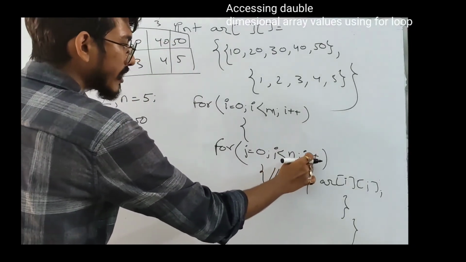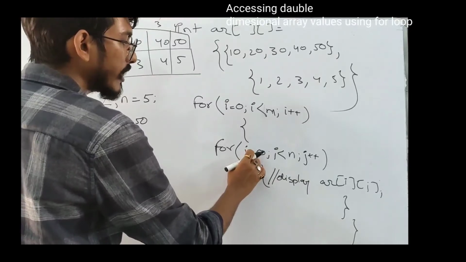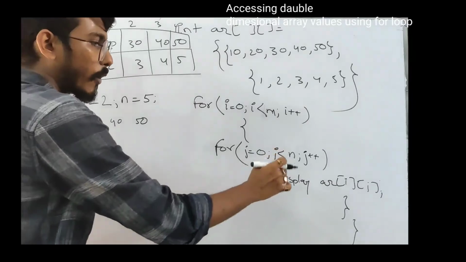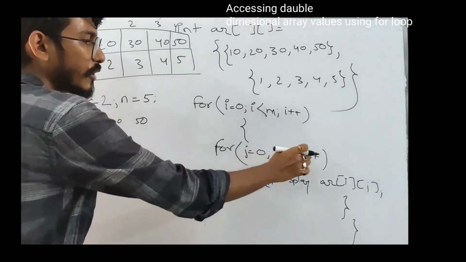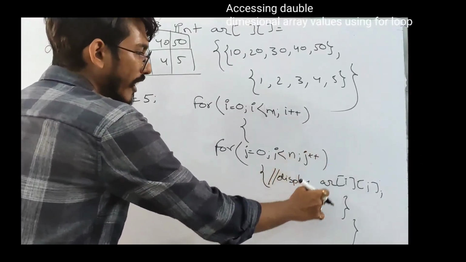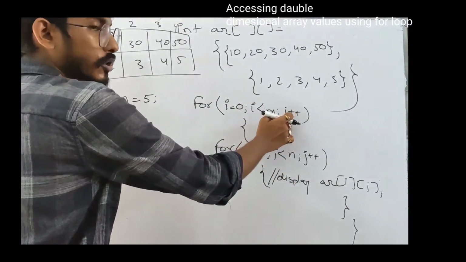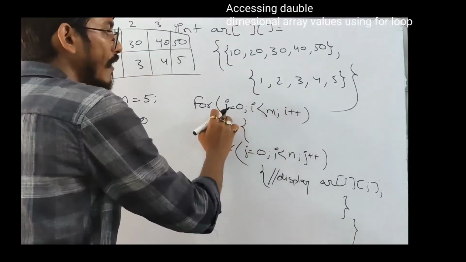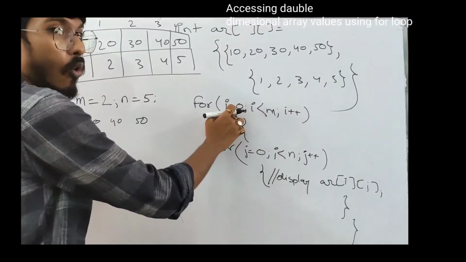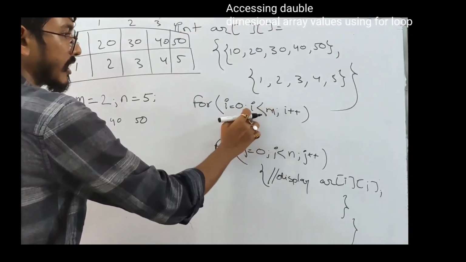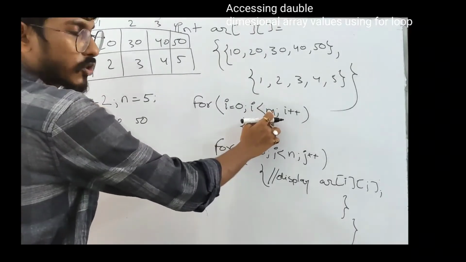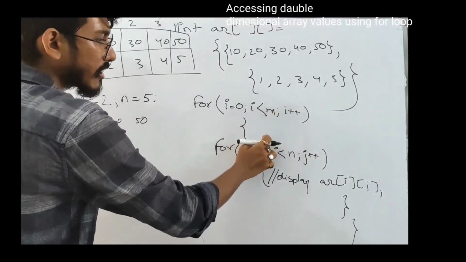Now, until the value of j reaches 4, this condition will be satisfied. But once the value of j reaches 5, this condition will not be satisfied. So it will break out of the loop and come to this loop. And here the value of i will be incremented. So the value of i will now be 1. So it is checking the condition, is 1 less than m? What is the value of m? 2. So 1 less than 2, condition satisfied. So it is coming inside.